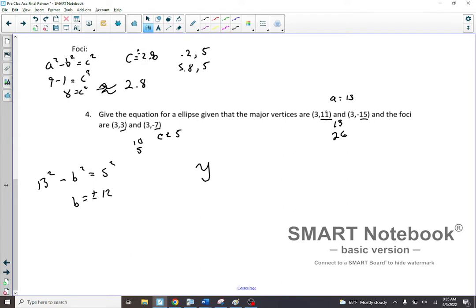Oh, I need to find what's the middle. So the middle of 11 and -15 is -2. So y plus 2 over the a value, which is 169, 13 squared is 169, plus the x values. You could tell the x value is going to be 3 because it's going to be on that line. So x minus 3, well, these should be squared, my fault, over the b value, which is 12, so 144, and that equals 1.